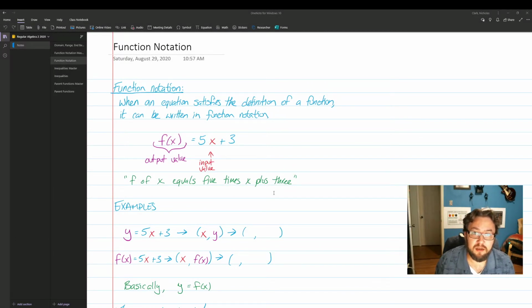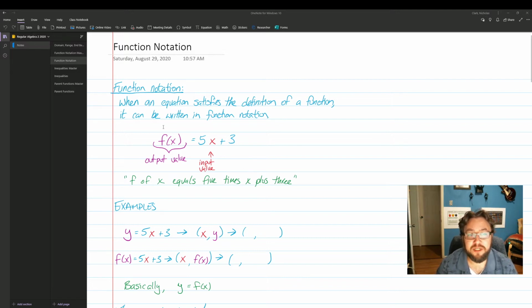In case we forgot, a function is when an equation satisfies the definition of a function. Basically, every input has one output. The output is the f of x, and we just use f for function, but it really could be any letter with the x in parentheses. And then we have the equation part. We'll do composite and compound functions later, so don't worry about that right now.